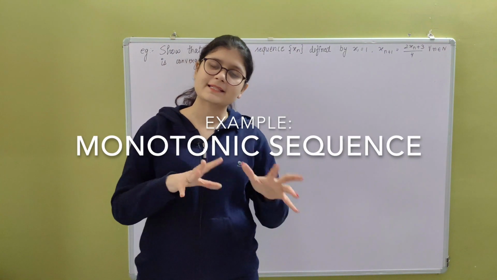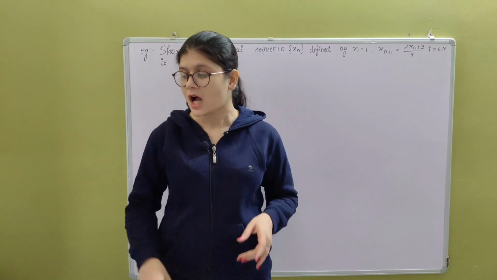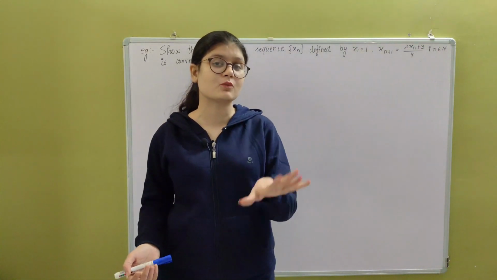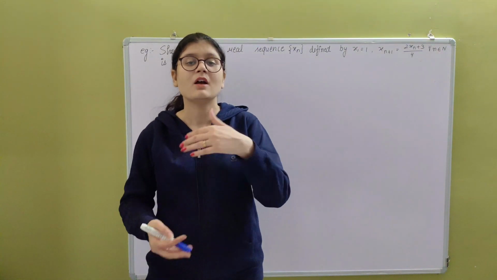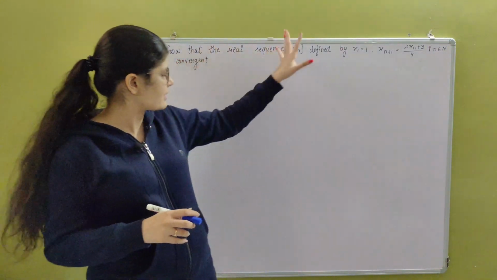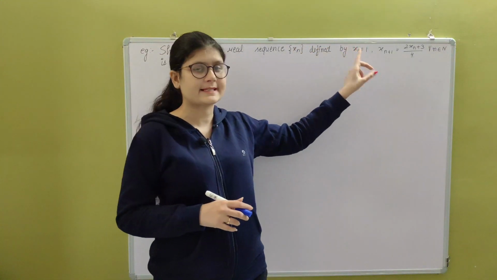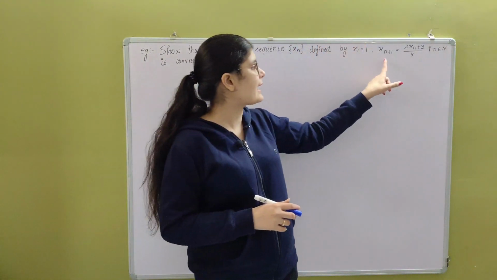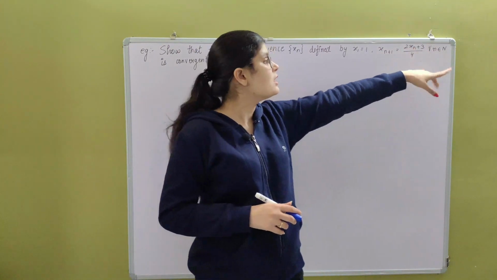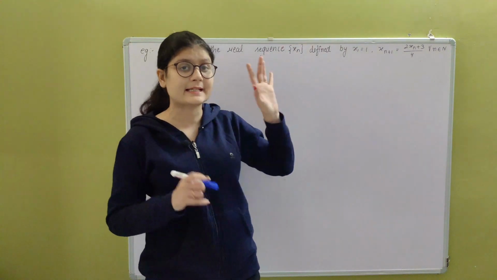So let's take an example of a monotonic sequence, and see how the definition is actually helpful to decide whether the sequence is monotonically increasing, decreasing, or whether the sequence is convergent or divergent. I already have written an example: you need to show the real sequence xn, where the first term x1 is equal to 1 and x(n+1) is equal to (2xn + 3) over 4, for all n belonging to capital N, is convergent. We need to show that it is a convergent sequence.